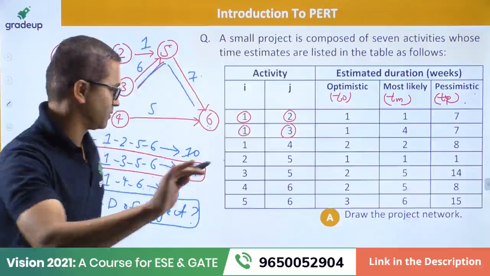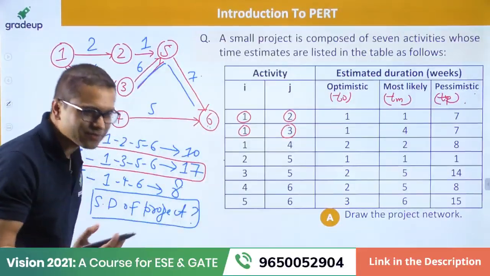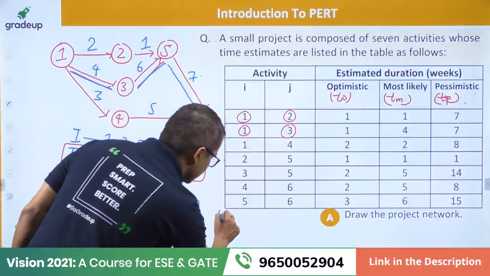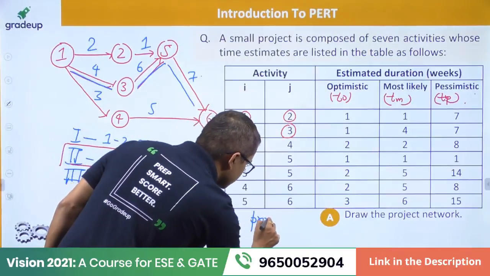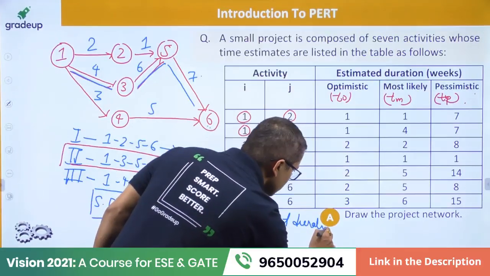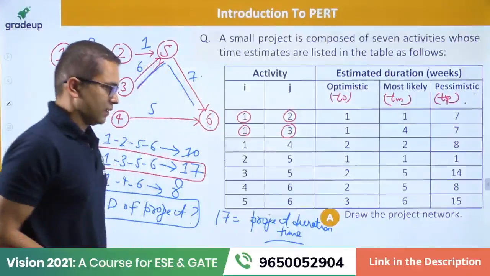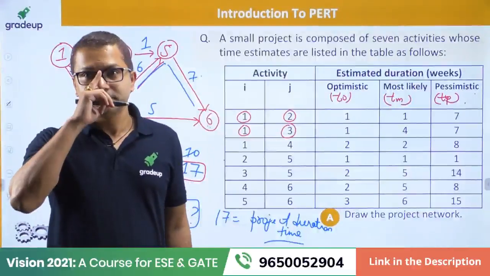Now, let me ask you a question before that. What is this 17? We said that 17 equals the project duration time. So, what kind of time is that? Project duration time.